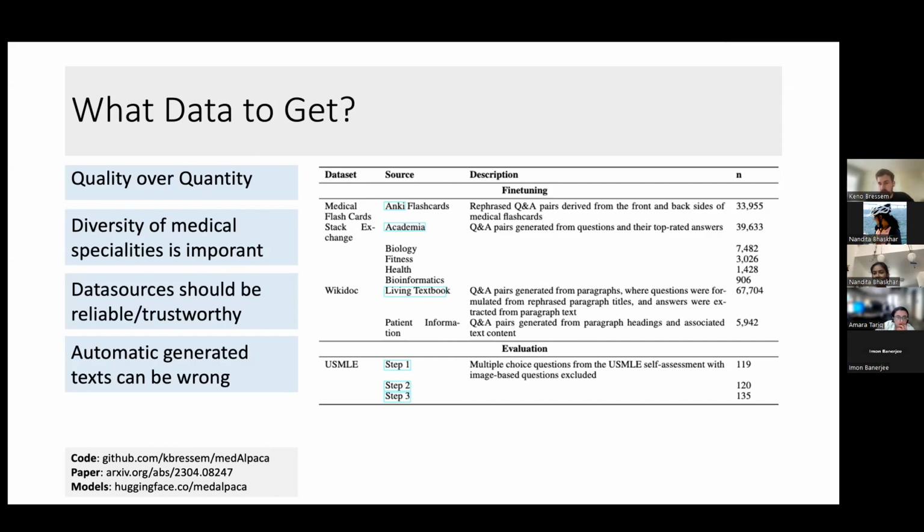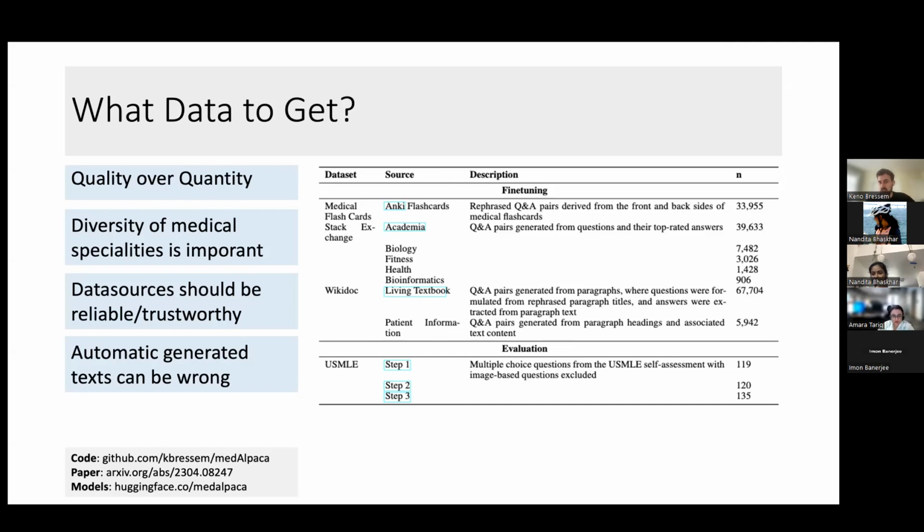So what we did, we collected different data. For one, the Anki flashcards. Anki is a flashcard application which medical students here in the US use a lot. Basically the whole curriculum is in those flashcards. The only problem is it is not a really good question answer. It's more that the text has a word missing, and on the back of the card there's the word. So we used GPT 3.5 to rephrase this into more conversational style question answers.